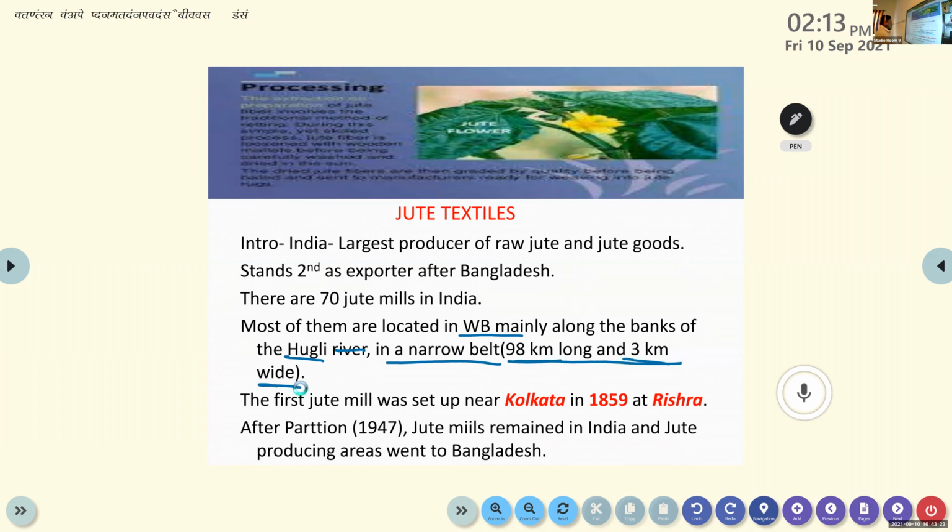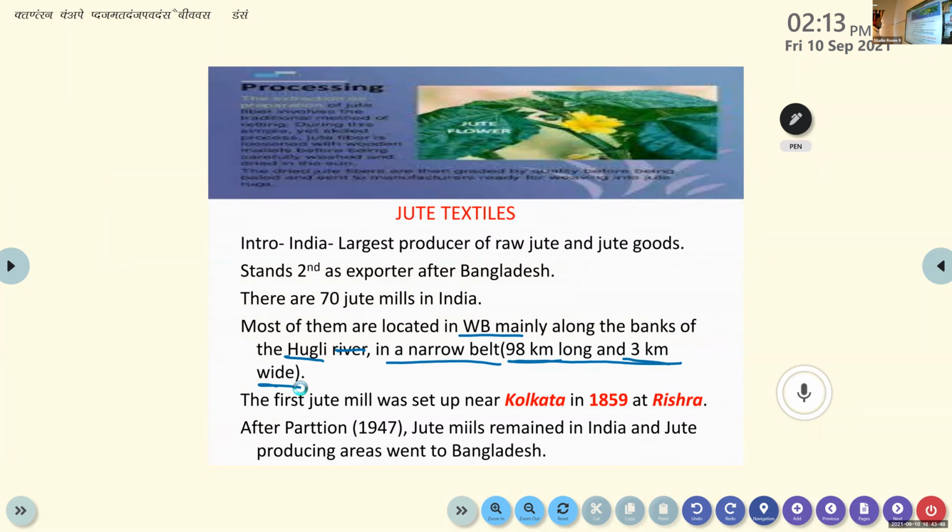The new alluvium deposits, because of the floods every year, the river Hooghly deposits alluvium, a fertile soil, on the banks of the river, which creates a suitable condition for the growth of jute. Is that clear? Clear or not?